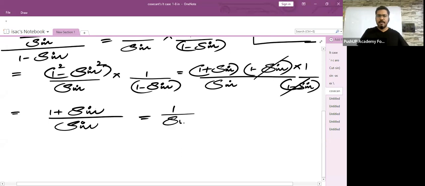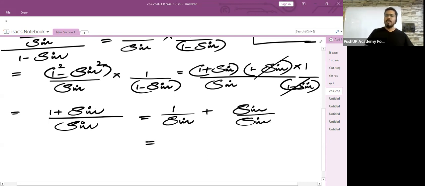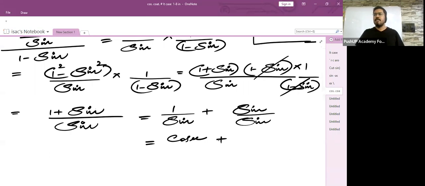Maria, Purva, did you all find it? 1 upon sine plus sine upon sine. Loka, tell me, what is 1 upon sine? 1 upon sine is cosec plus. What is sine upon sine? Did I do any crime by asking you sine upon sine? Then what is sine upon sine?